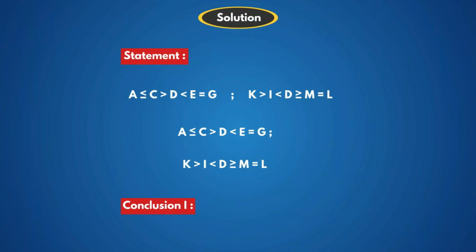Conclusion 1. G greater than or equal to M. Here in the statements, we don't have a direct relation between G and M, but we combine these two statements. Here we have a relation from D to G and D to M, so we will get a relation from M to G. In this statement, D greater than or equal to M. So here, M less than or equal to D less than E equal to G.